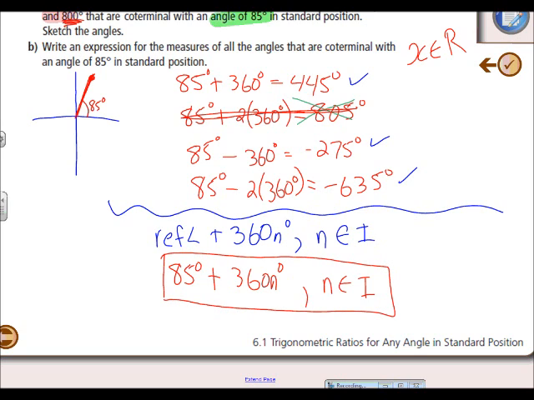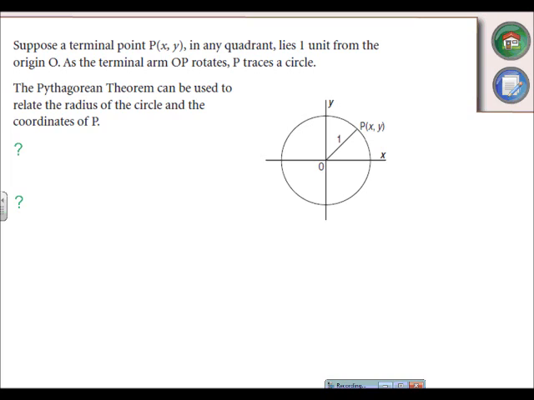So there's my answer. Here's your cookie cutter. That will work for all of them. Find your reference angle, the first positive answer. That's really what I'm looking at. The first positive answer plus 360n degrees.